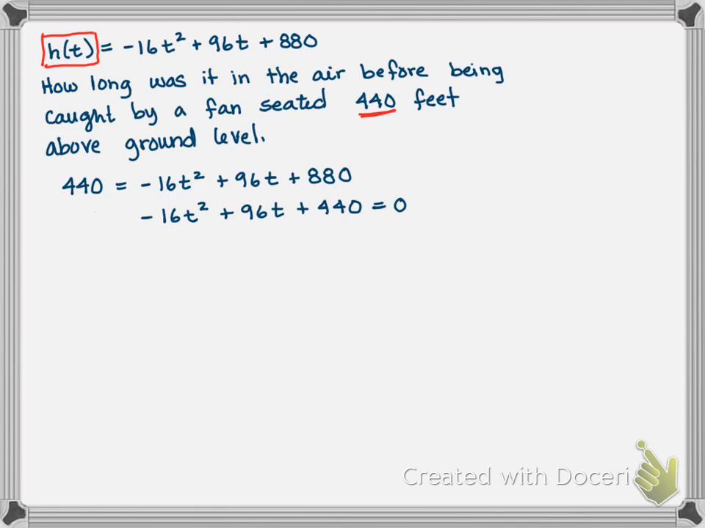So then we would factor. Is 440 divisible by 16? No, but it definitely is divisible by 8. So I'm going to factor out a negative 8. And I get 2t squared, and then minus 12t. Notice that all the signs are changing because I'm factoring out a negative. And so this is 55. And from there, you would solve for t.